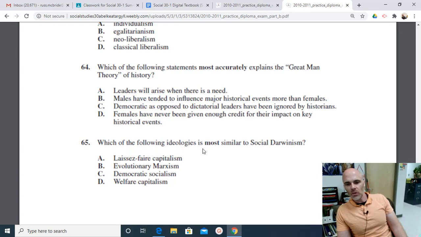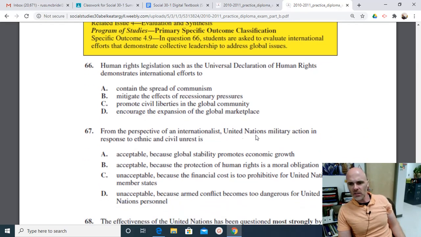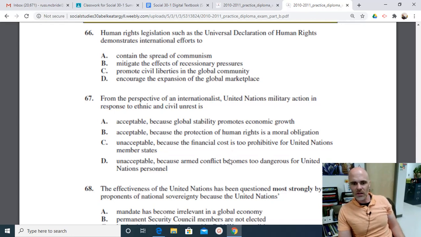Which of the following ideologies is most similar to social Darwinism? Oh, we already did this one, right? Laissez-faire, survival of the fittest. Human rights legislation, such as the UN Declaration of Human Rights, demonstrates international efforts to promote civil liberties, right? From the perspective of an internationalist, UN military action response to ethnic and civil unrest is probably acceptable because you're saving stuff. Moral obligation, sure, right? It doesn't have anything to do with economic growth.